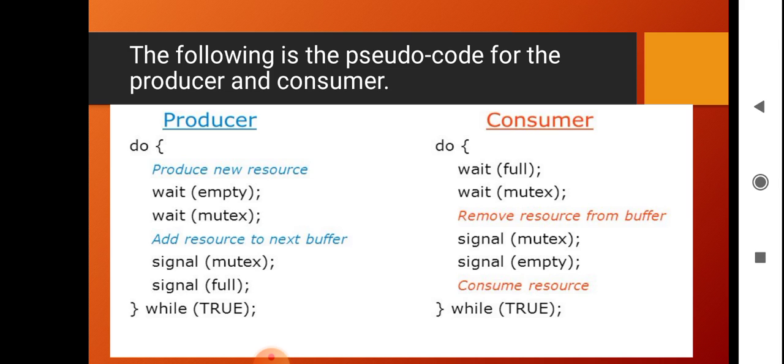Why signal mutex? Once again for mutual exclusion, and similarly empty. When the buffer is empty we cannot consume data from the buffer, hence we need to check it. So this is how the producer and consumer processes work. Clear? This is the bounded buffer problem, one of the classical problems of synchronization.